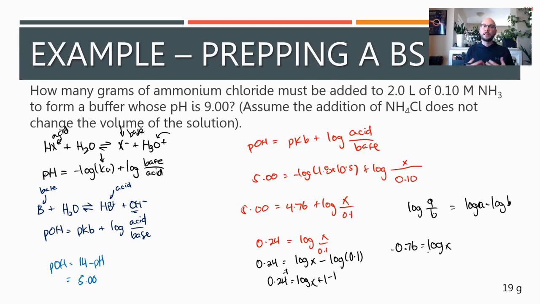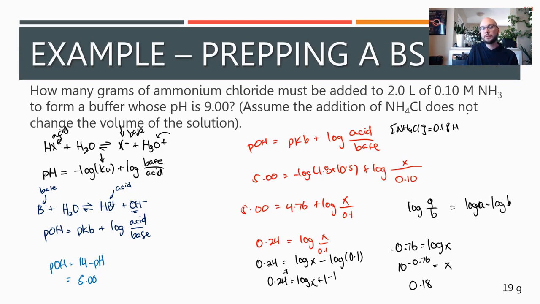The opposite of log is to the power of 10, so we're going to use that anti-log button, or take 10 to the power of negative 0.76, which is equal to X, and that works out to being 0.18. Now this represents the concentration of NH4 plus. So we need to go through a couple of steps. The concentration of NH4Cl has to be 0.18 molarity, but this is asking us for how many grams.